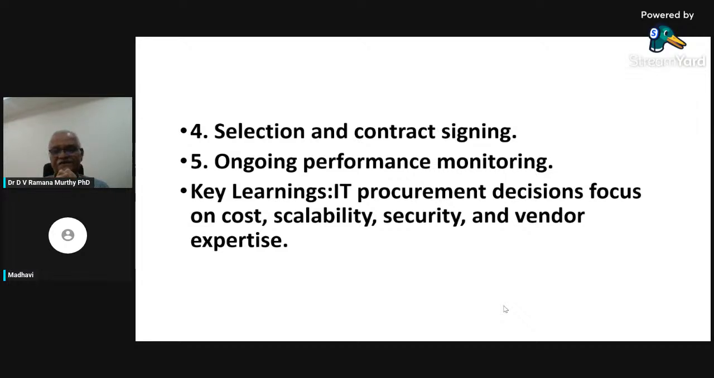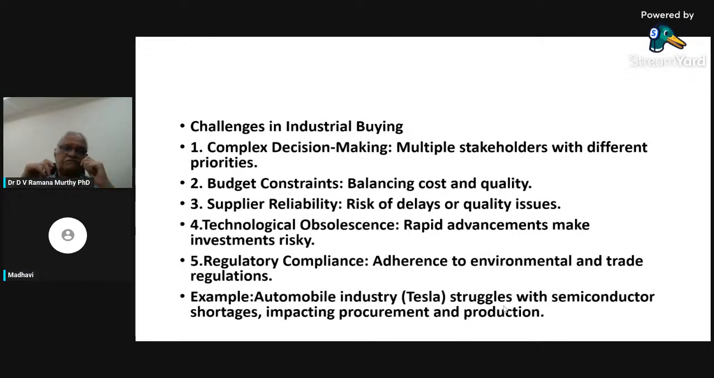Very, very important. So the key learning from this is that IT procurement decisions focus on, one, cost, second, scalability of the operations, third, security, and fourth, vendor expertise. And both the parties should have this win-win game. Otherwise, it is very difficult. So now, what are the challenges in industrial buying? Just like consumer buying also, because in consumer buying a lot of information comes in. We are in a fix.